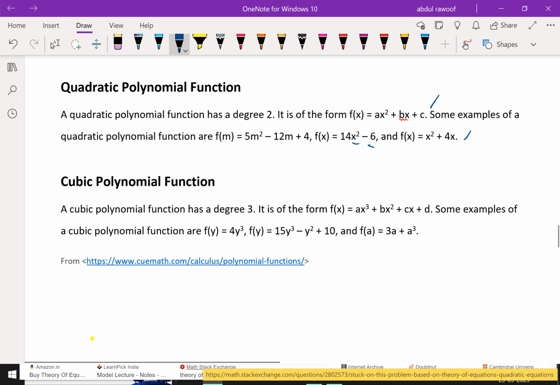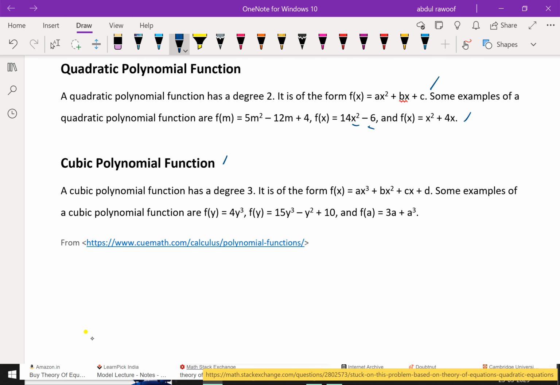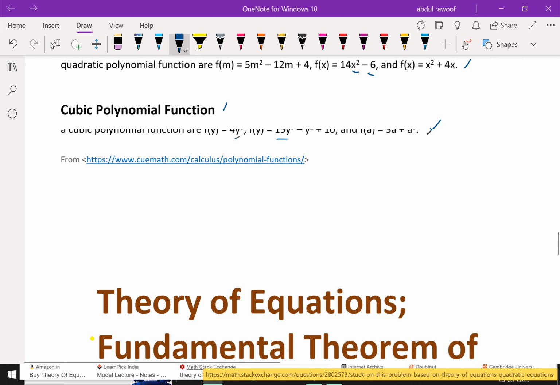What is a cubic polynomial function? A cubic polynomial function has a degree 3. It is of the form f of x equals ax cubed plus bx squared plus cx plus d. Some examples of cubic polynomial functions are f of y equals 4y cubed, even with one term, the degree is 3, so it's a cubic polynomial. Then f of y equals 15y cubed minus y squared plus 10, and f of a equals 3a plus a cubed. These are the cubic polynomials.